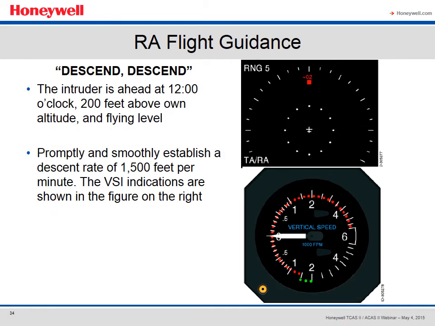Here the intruder is at 12 o'clock, 200 feet above your altitude and flying level. The resolution advisory is "descend, descend." The pilot should promptly but smoothly establish a 1,500 foot per minute rate of descent in order to keep the airplane in the green band on the vertical speed indicator.